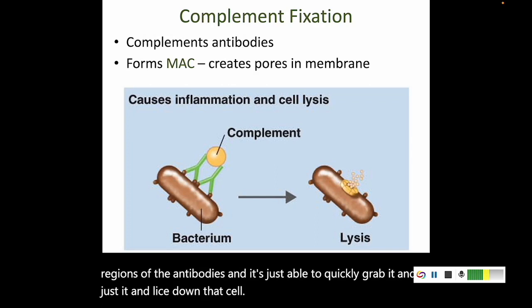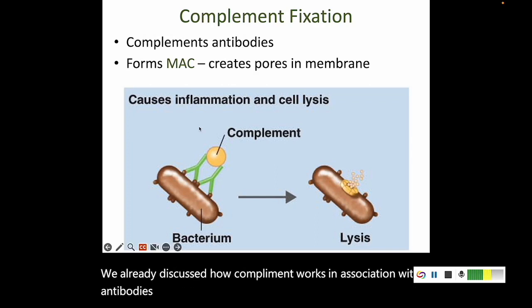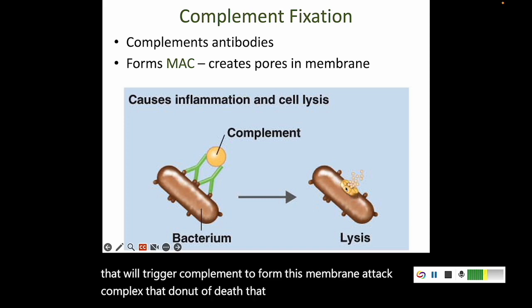We already discussed how complement works in association with antibodies. So the antibody's Fc region can bind to complement. That'll trigger complement to form the membrane attack complex, that donut of death, that creates the pore in the membrane and breaks down the cell.